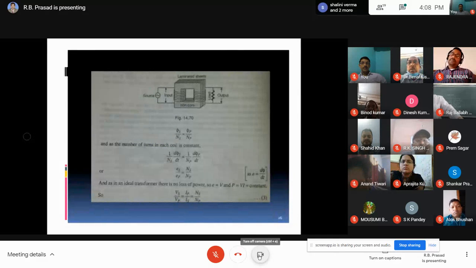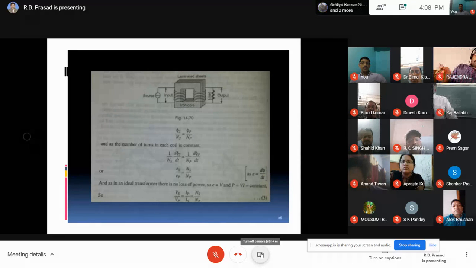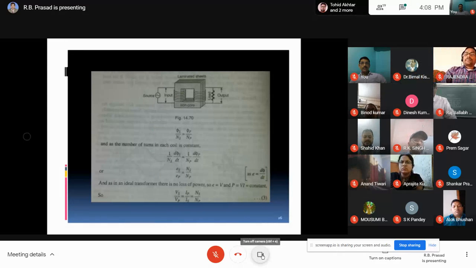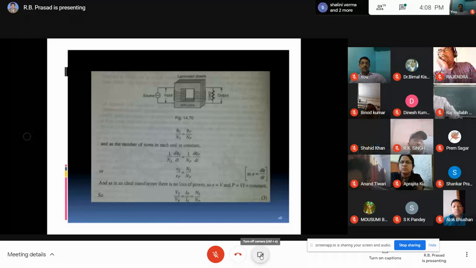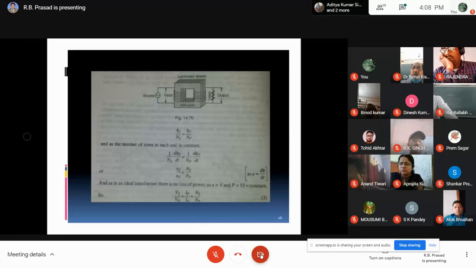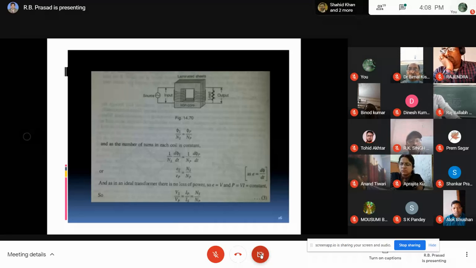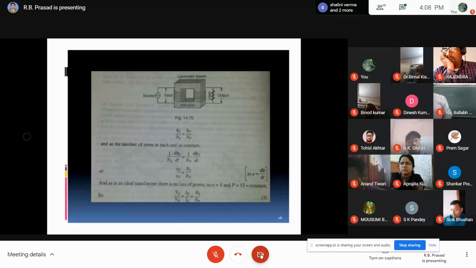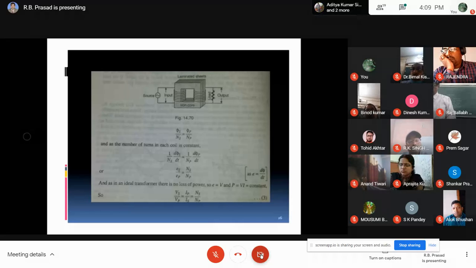If the transformer is ideal, there will be no loss in the power. Power losses will be zero. So input power is equal to output power. Input is equal to output. So EMF induced is equal to voltage, and power P is equal to VI. That will be constant. From there we can calculate the relationship between EMF, current, and number of turns, which is shown in equation number 3. You can see it in the PowerPoint presentation.